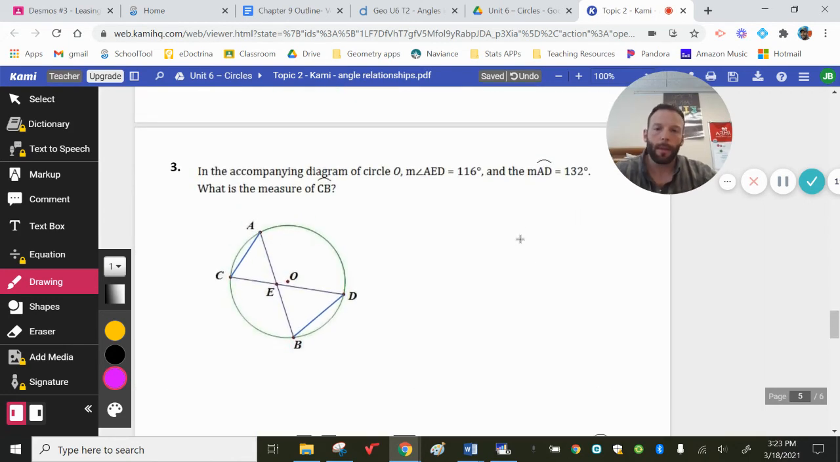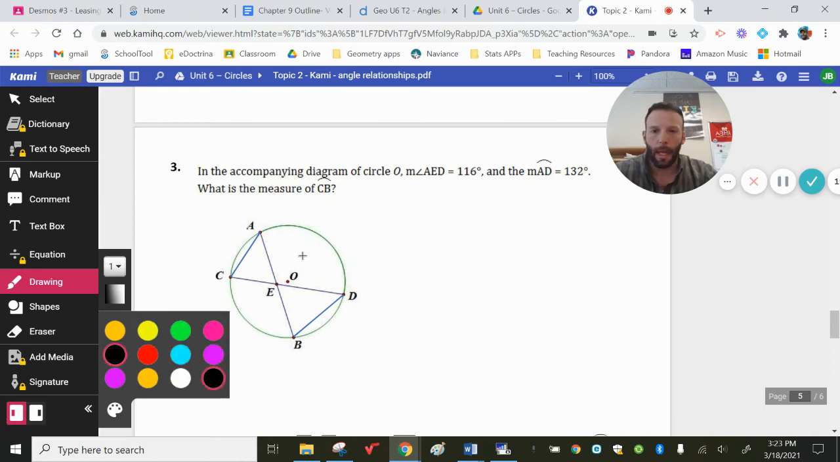Now, here we go again, and we have a diagram of circle O. So you see point O is the center of the circle. Point E is not the center of the circle. Point O is, and it's very important to see the difference between those two things. Now, in this case, we have the measure of angle AED is 116 degrees, and arc AD is 132 degrees, and the goal is to find the measure of the arc from C to B.